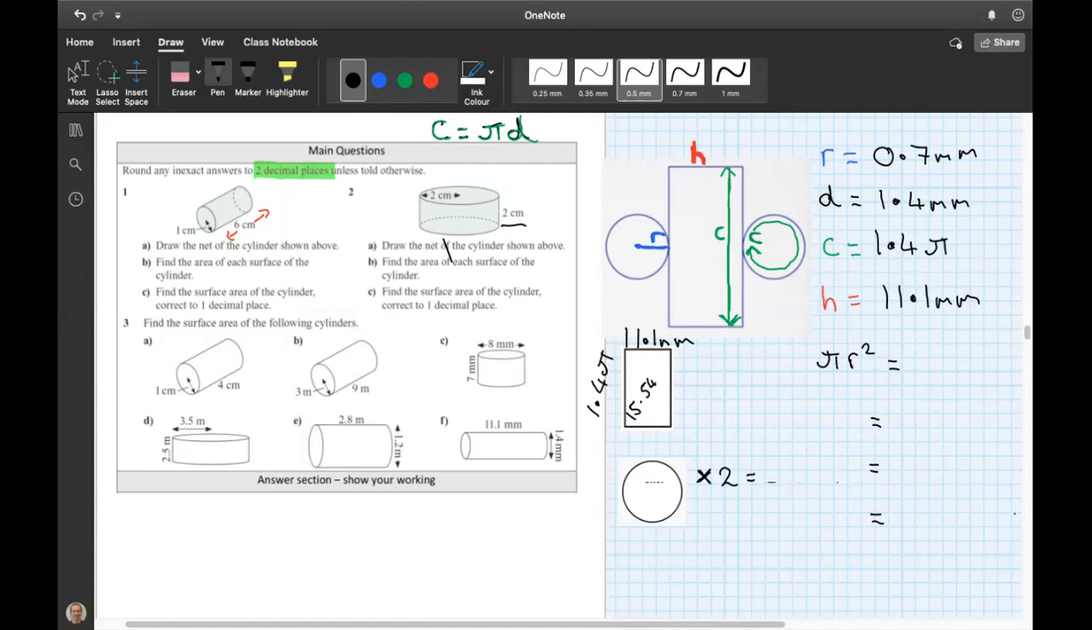That's going to be 15.54 pi. Just write that out a bit clearer, 15.54 pi. We can now think about our circular face. We're going to need our radius squared. 0.7 squared will give you 0.49. So pi r squared will be 0.49 pi. Let's write that in here, 0.49 pi. We've got 2 of those though, so you'd need to multiply that by 2. Then you'd get 0.98 pi.